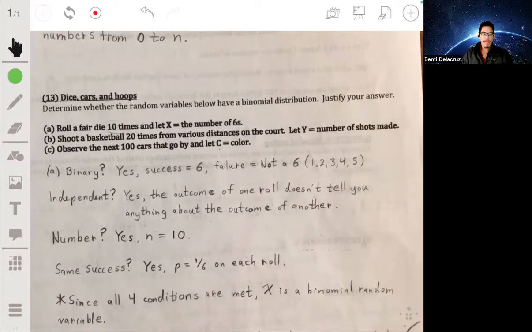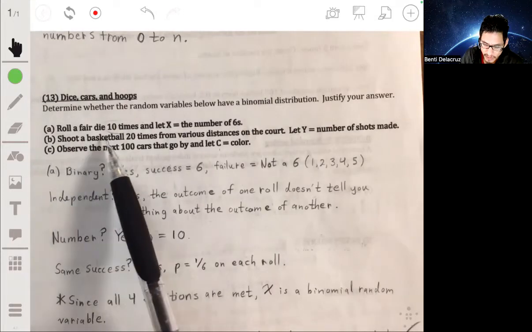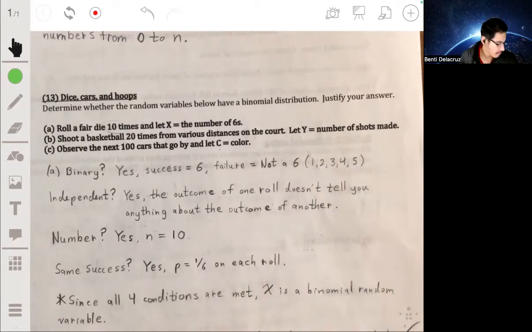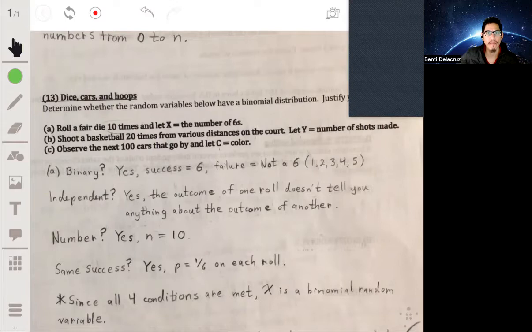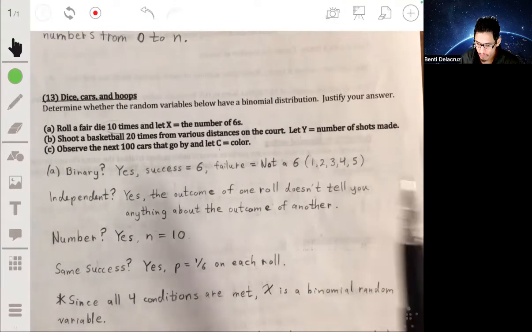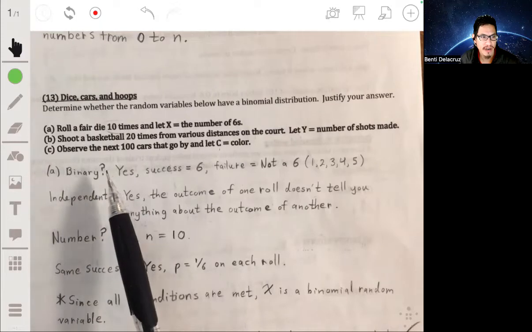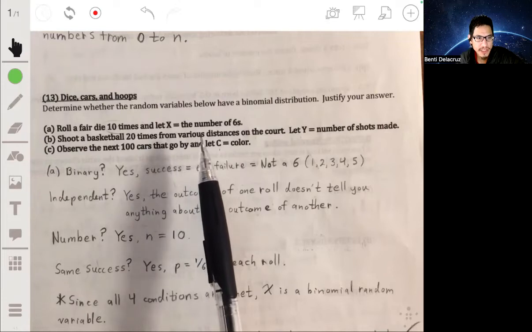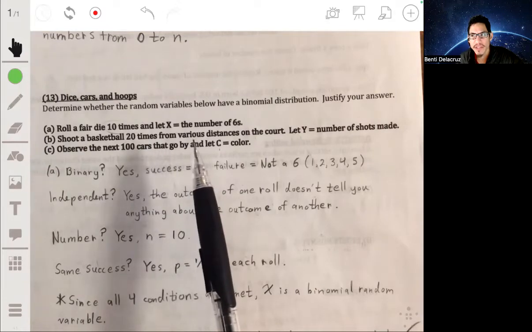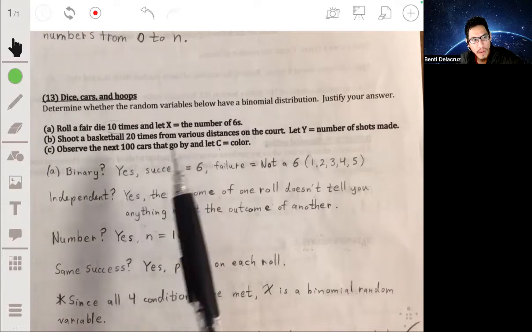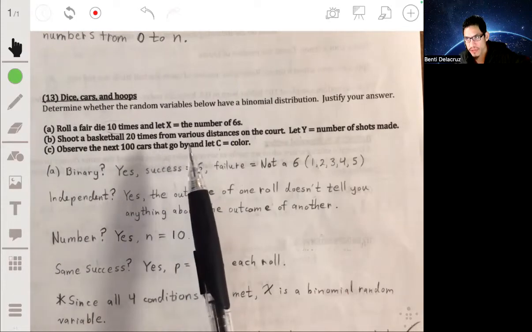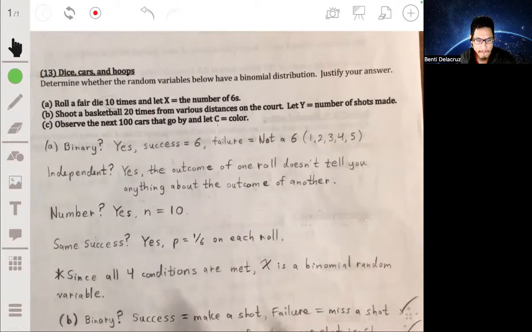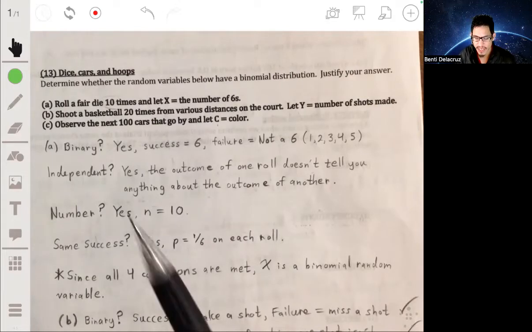All right, let's look at the second scenario. We're going to shoot a basketball 20 times from various distances on the court, and we're going to let Y be the number of shots made. So let's think for a second. First, does it satisfy the binary condition? What would a success and failure be? A success would be that you made the shot. A failure is that you didn't make the shot. You can miss a shot in many different ways, but you have just those 2 things, making it or missing it. So you've got the binary condition met.